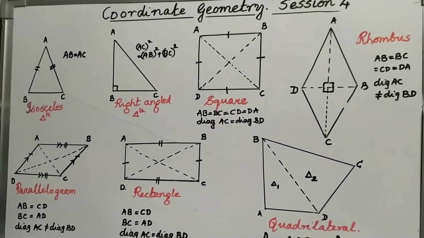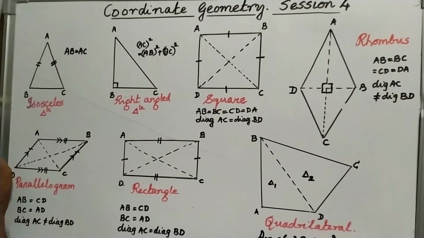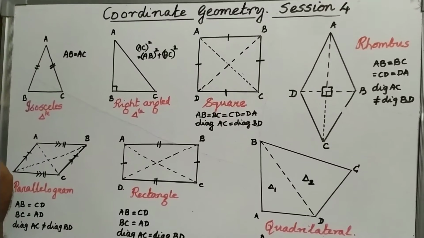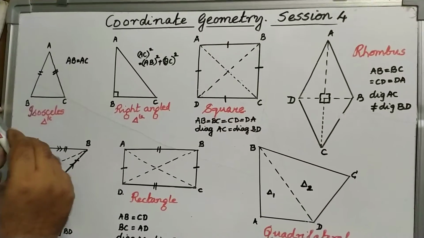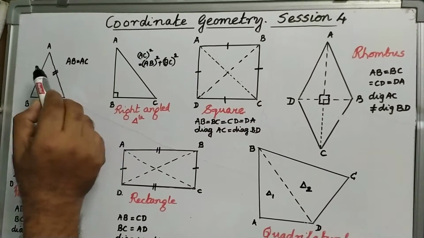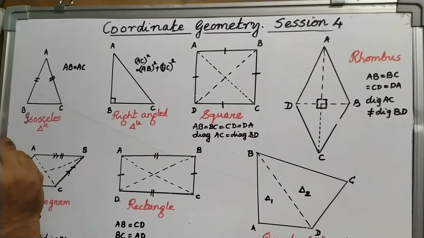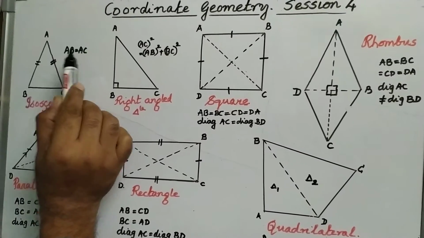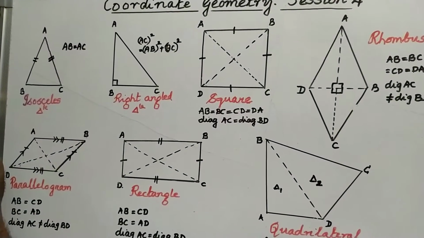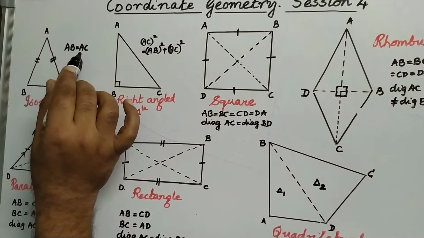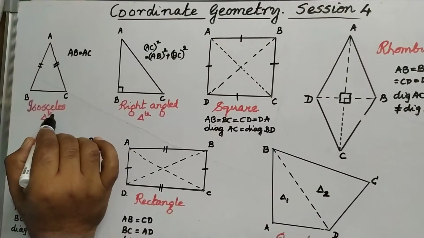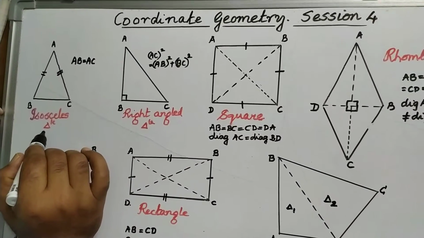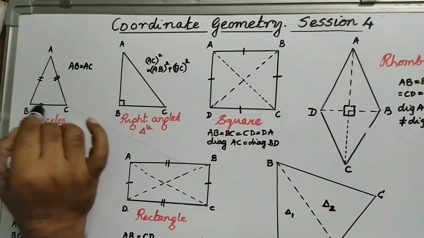If they give you three vertices and ask you to show that these three vertices form an isosceles triangle, then have a rough figure, name the figure, and it is enough if you prove that any two sides of the triangle are equal. If two sides of a triangle are equal, then the three vertices form an isosceles triangle. And we use the distance formula.